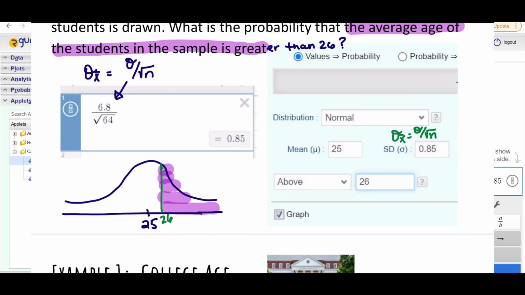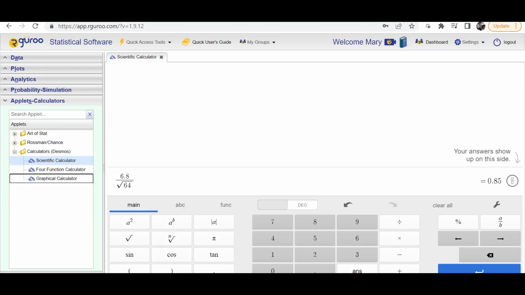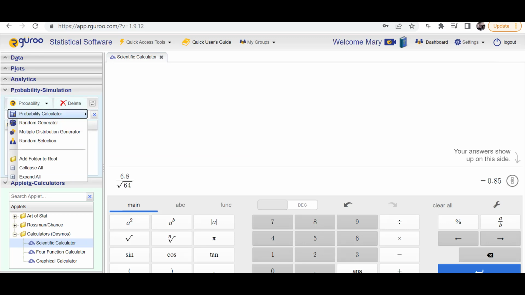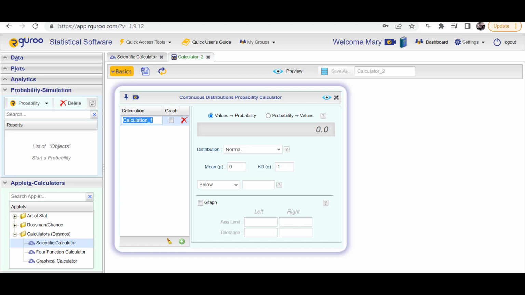and let's go do that on the actual Rguroo screen. So if I hit probability and simulation, probability calculator, choose continuous, we're doing values to probability, normal distribution. The mean we said was 25.